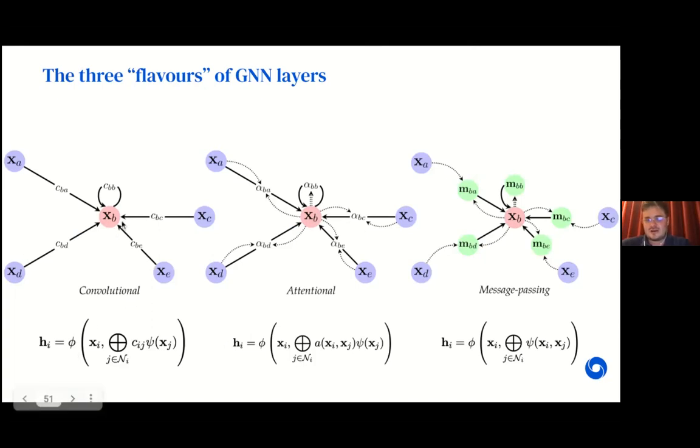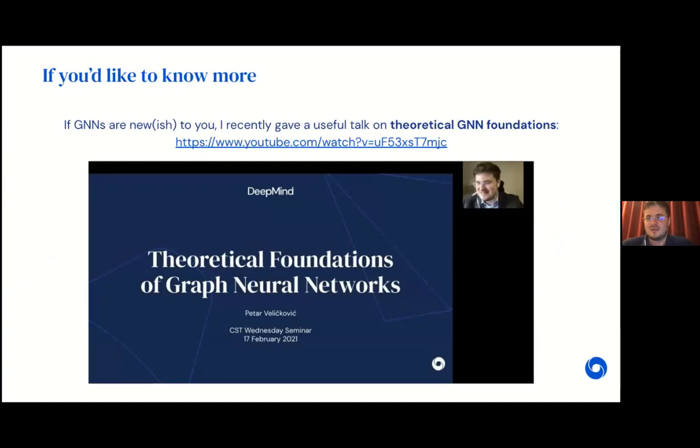Convolutional, where the interaction weights are fixed in a weighted combination based on the topology of the graph. Attentional, where the interaction coefficient is learned based on the features of the sender and the receiver node. And finally, message passing networks, where rather than computing weighted combinations of neighbors, you actually have the neighbor and the receiver collaborate to compute a whole message vector to be sent to the receiver, and then the receiver aggregates them.